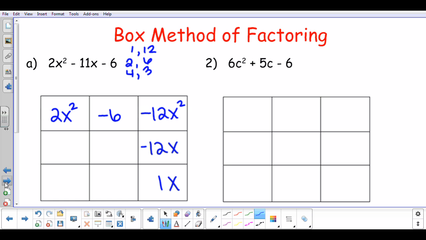Now, both of those terms, I also need to put an x behind them so that when I multiply them, it would multiply up to that negative 12x squared.